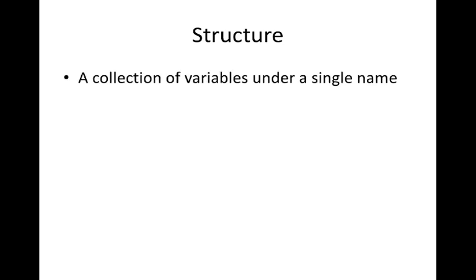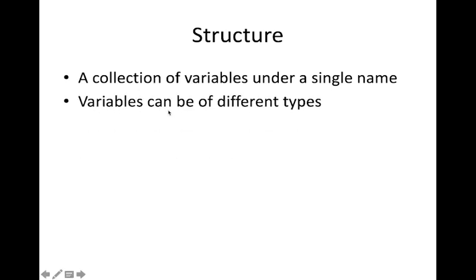So you will see what a structure is. A structure is a collection of variables under a single name. Those variables can be of any type, and that's the peculiarity of a structure. It's a collection of variables under a single name, and the variables can be of different types. One variable may be an integer, another a float, another a double, another a character. Everything can be stored using a single name. When all these variables come under a single name, it is known as a structure.